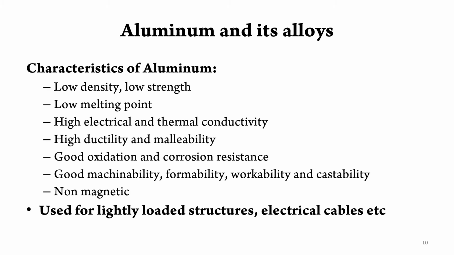Now let's look at aluminum and its alloys. So now we have gone through steel and its alloys, then cast iron and its alloys, and copper and its alloys. Now we are going to aluminum and its alloys. So what are the characteristics of aluminum? It has low density and strength, low melting point, high electrical and thermal conductivity, high ductility and malleability. It has good oxidation and corrosion resistance. It has good machinability, formability, workability and castability, and it is non-magnetic. Aluminum is generally used for lightly loaded structures and electrical cables.